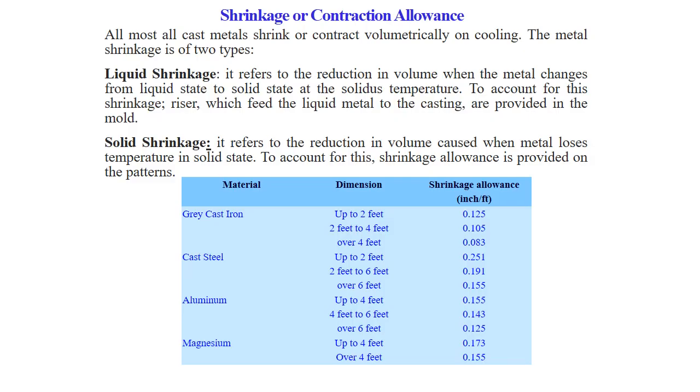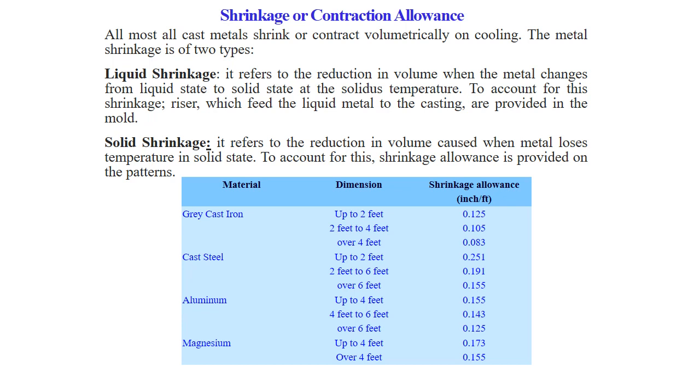The shrinkage or contraction allowance. Most of the cast metals shrink or contract volumetrically during solidification. I mean, whenever it is in a liquid state, it will try to solidify, and during solidification of the casting, whenever it comes to the solid state, it will shrink, contract, the volume will decrease.